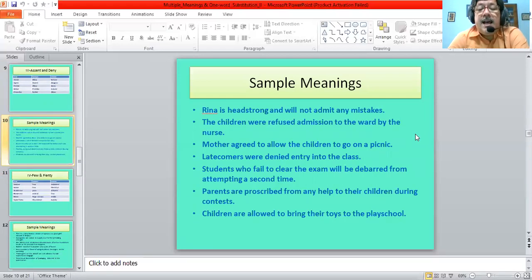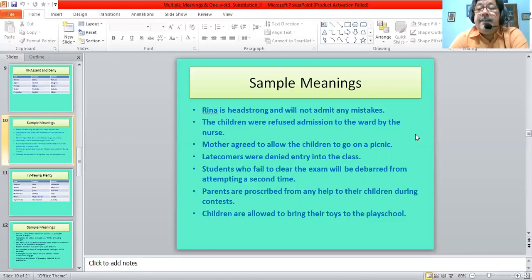Mother agreed to allow the children to go on a picnic. So she permitted, mother permitted the children to go on the picnic. Latecomers were denied entry into the class. So they were not allowed entry into the class. Denied meaning not allowed. Students who fail to clear the exam will be debarred from attempting a second time.